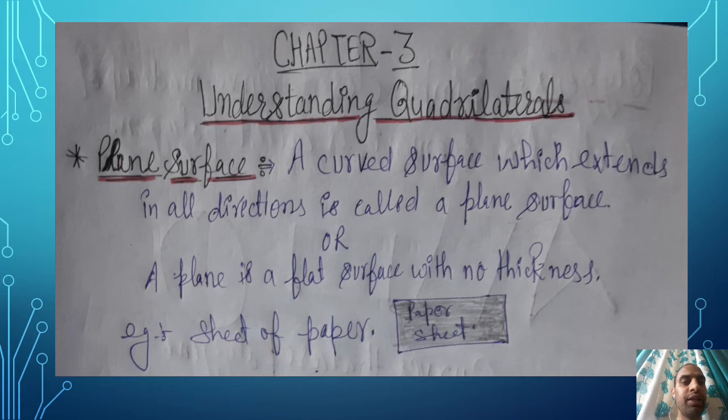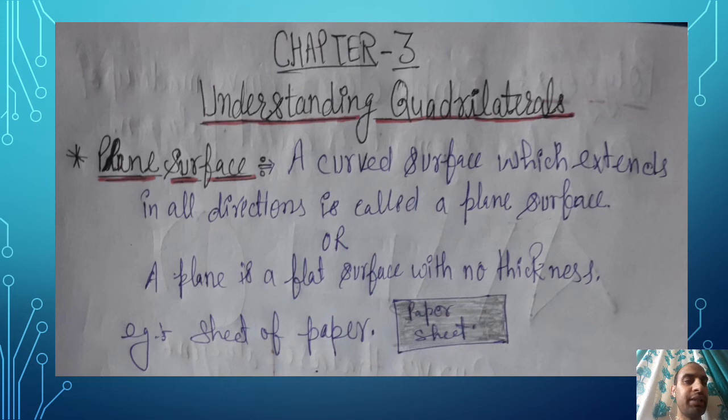So here we have first, plane surface. When we are talking about understanding a quadrilateral, we must have knowledge about plane surface. For example, as you are drawing on a drawing sheet, that drawing sheet is a plane surface. Or you can talk about the floor of a house, that is also a plane surface. Or the roof of your house, that is also a plane surface.